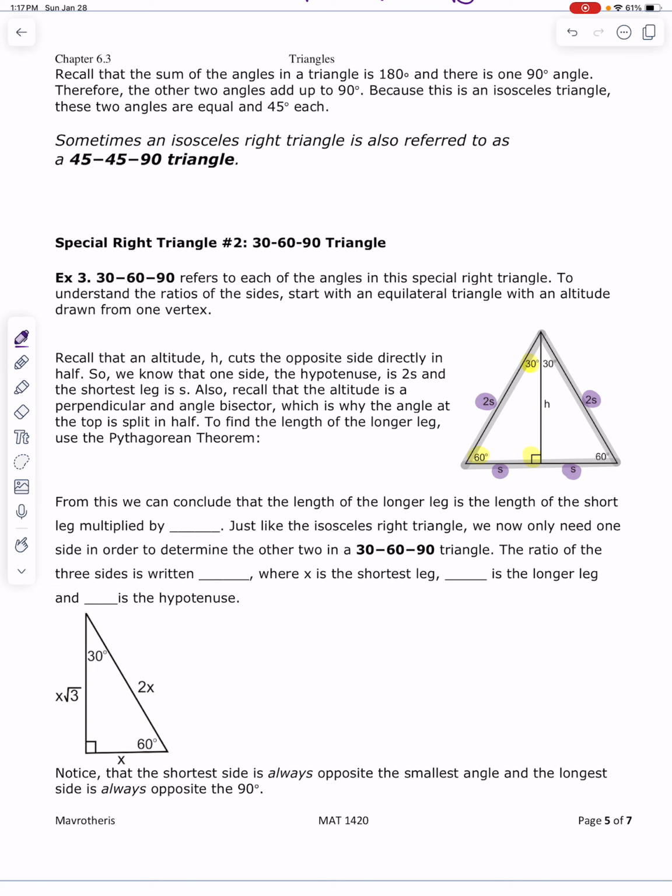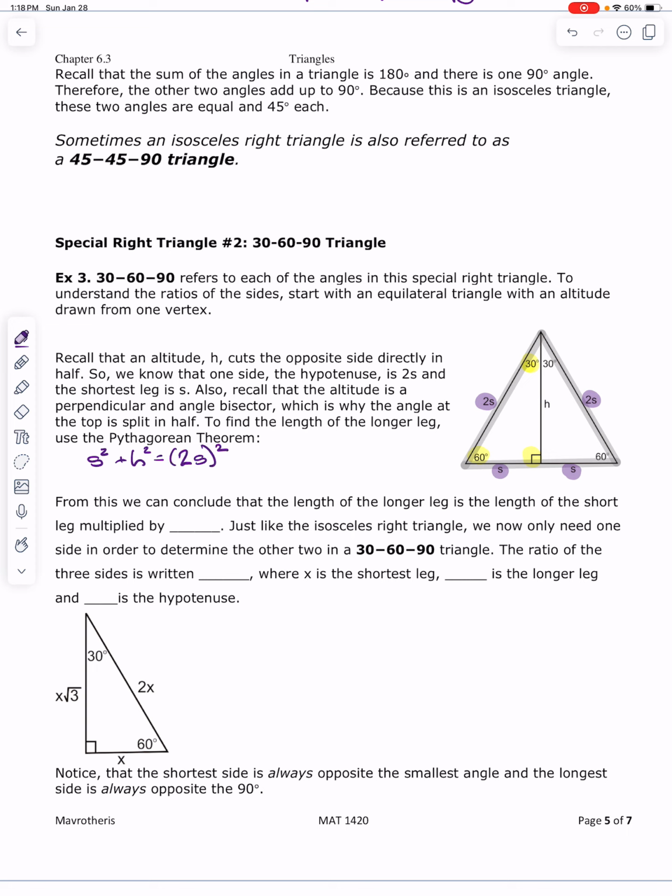We're not necessarily worried about that. We do want to figure out how long h is, though, because if we're talking about the 30, 60, 90 triangle, we only need half of our equilateral. I have a relationship between the short side of that triangle, opposite my 30 degree angle, and the hypotenuse opposite the 90. I need to find the length of that long leg. Okay. So we're going to use the Pythagorean theorem. My two legs are S and H. My hypotenuse is 2S.